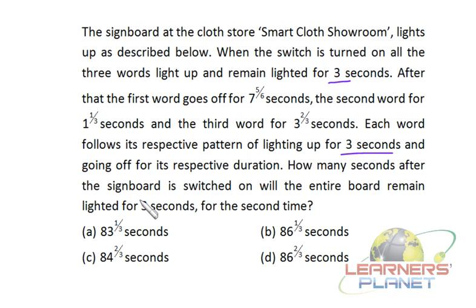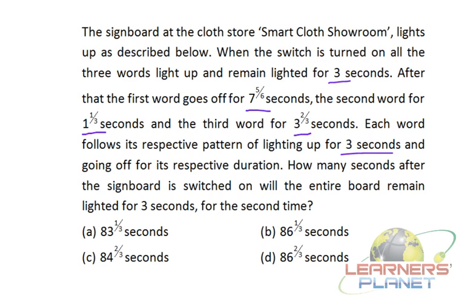How many seconds after the signboard is switched on will the entire board remain lighted for 3 seconds for the second time? That means every light is coming and it's there for 3 seconds, then it is going off for a respective duration. Okay, this is for first light, then for second and for third. That means we have to find out the LCM of 7 5 by 6 plus 3, because the first light is coming after every 7 5 by 6 seconds and it is there for 3 seconds. So we have to find out the LCM of 7 5 by 6 plus 3, 1 1 by 3 plus 3 and 3 2 by 3 plus 3.